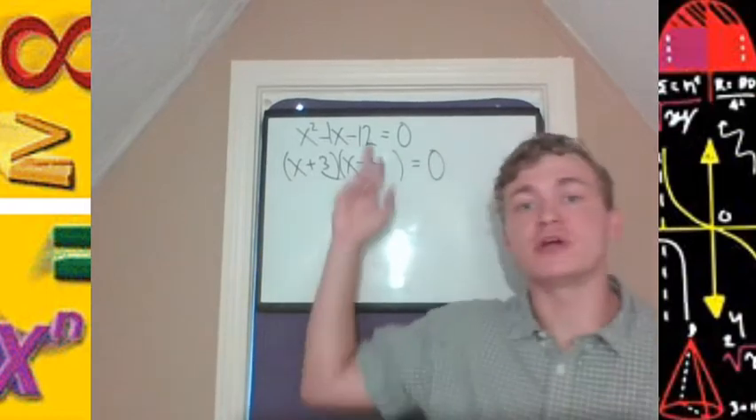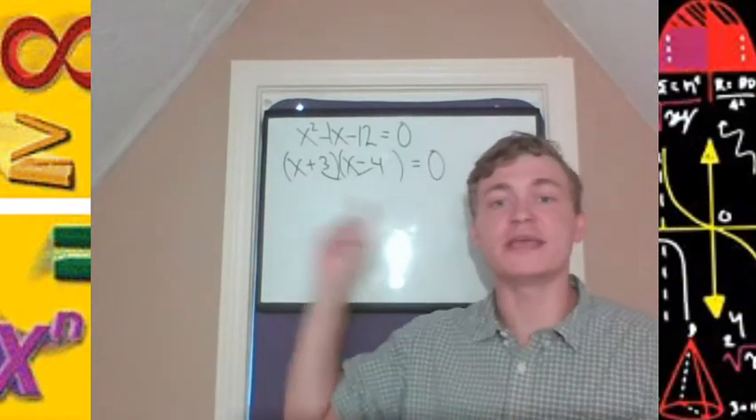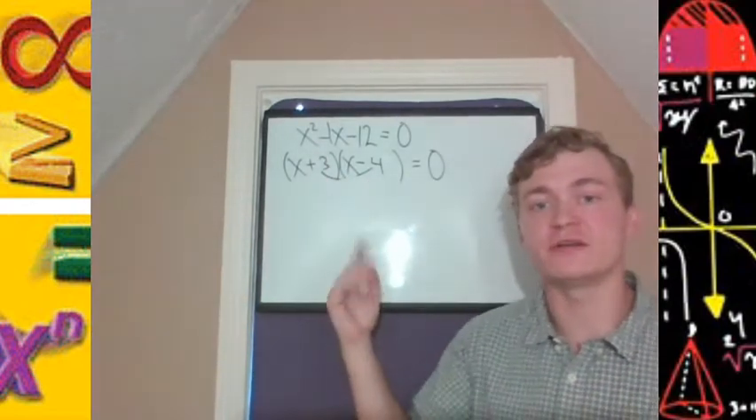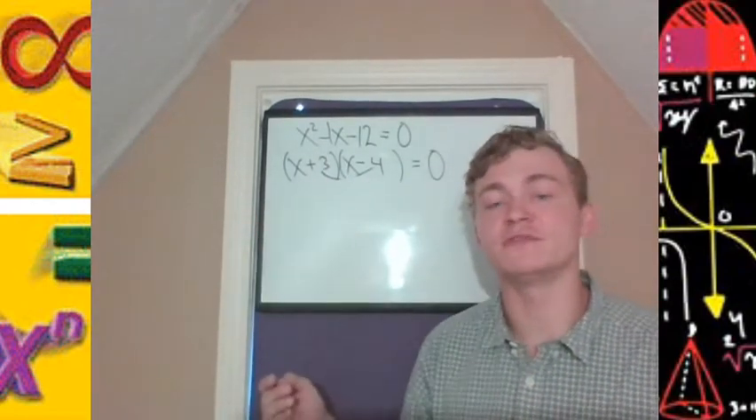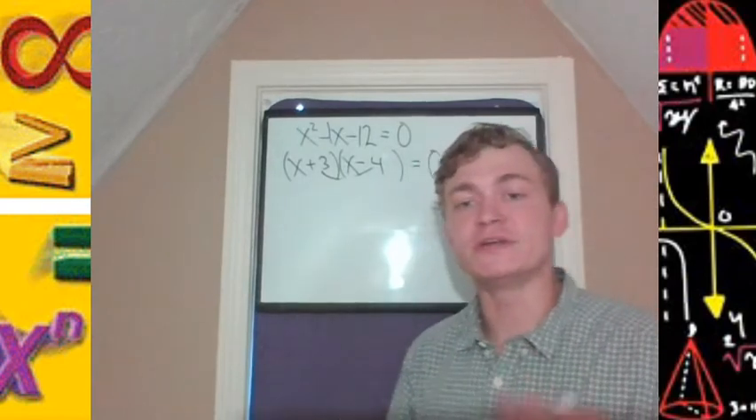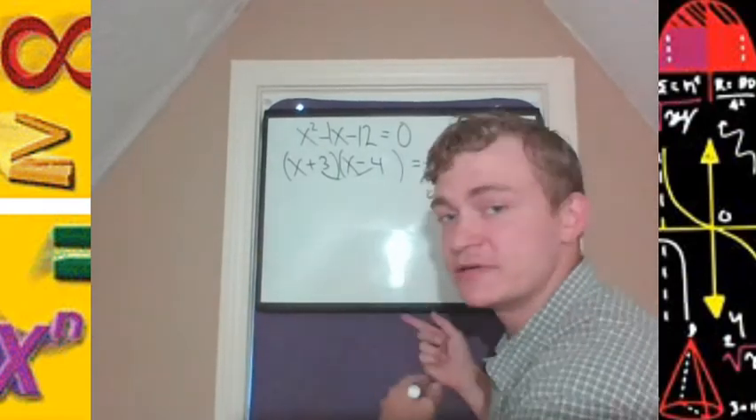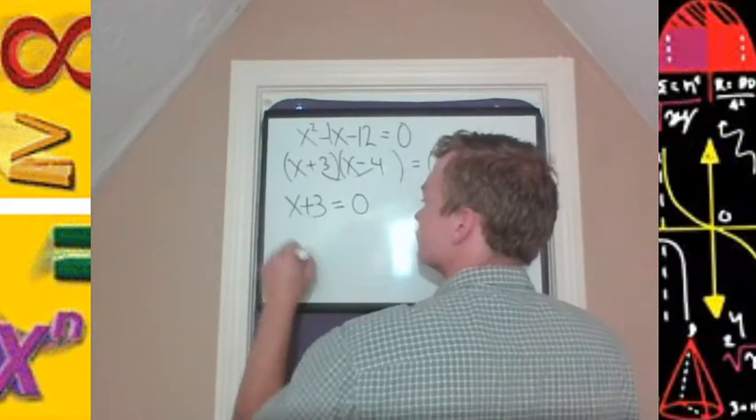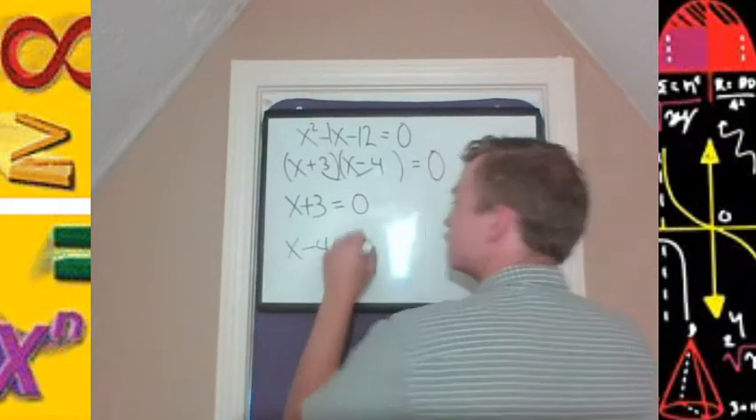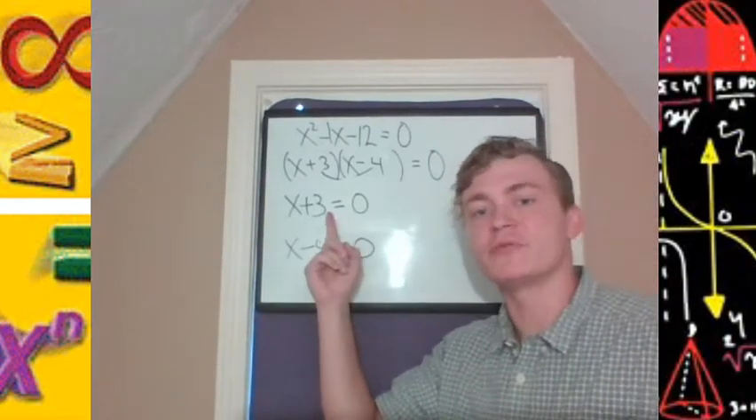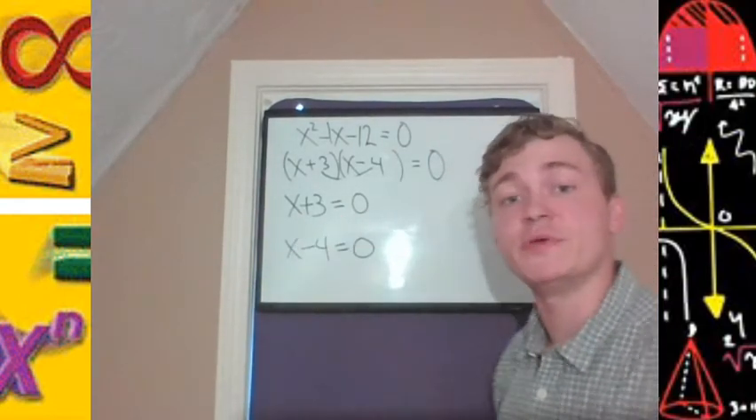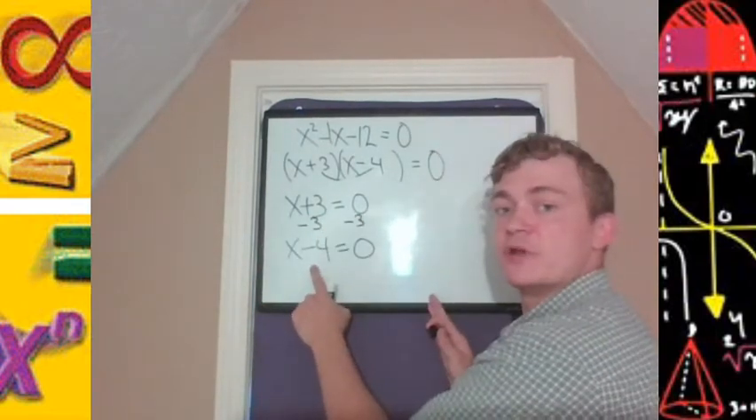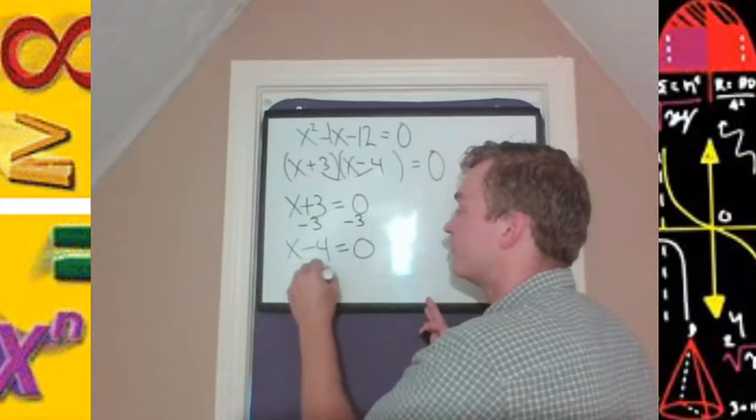Now that we have our trinomial factored, the product of this factor and this factor, x plus 3 times x minus 4, equals 0. So the zero factor property says set each factor equal to 0 and solve. So again, x plus 3 equals 0. To get rid of the plus 3, we subtract 3. We're subtracting 4, so to get rid of the subtraction of 4, we add 4.